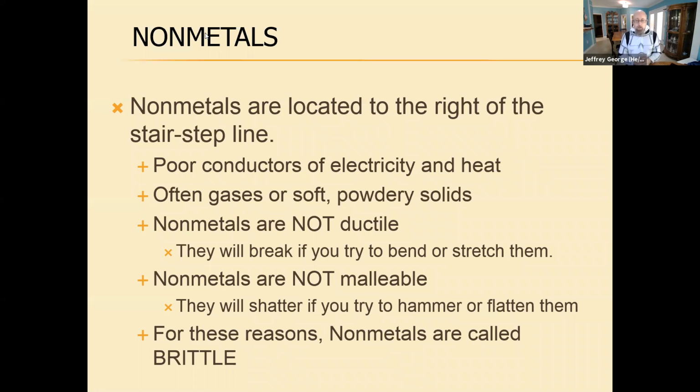Okay. So nonmetals, as you might imagine, are essentially the opposite of metals, right? They are poor conductors of electricity and heat. Instead of being solids, they're often gases. The ones that are not gases are soft, powdery solids, with one exception. Nonmetals are not ductile, so you can't bend or stretch them, they'll break. They're not malleable, you can't hammer or flatten them, they'll shatter. And so the term for that, instead of saying not ductile or not malleable, is simply brittle. We call nonmetals brittle. They break rather than change shape.